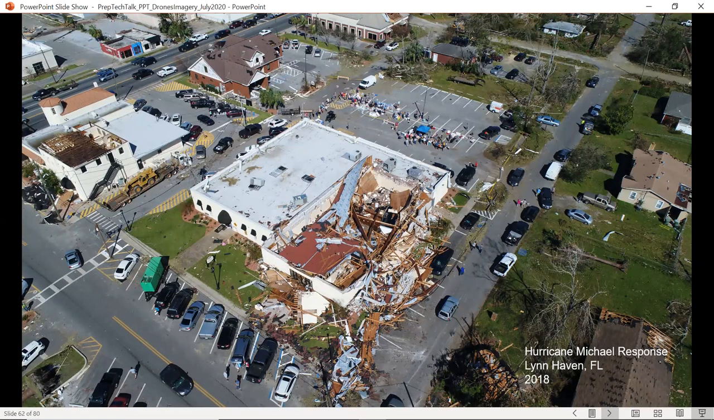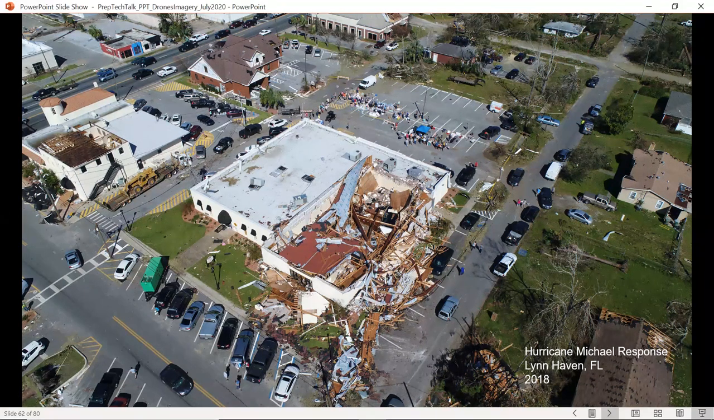Here's another really quick photo from Hurricane Michael. This is in Lynn Haven, Florida. You can see some of the damage. You can see the lines queuing up for food and water distribution. And this is a pretty dramatic photo taken by a drone, but without any GIS reference point. If we didn't know it was Lynn Haven, if we didn't know it was Hurricane Michael, it's just what I would call disaster art. So GIS really is the key to all this.